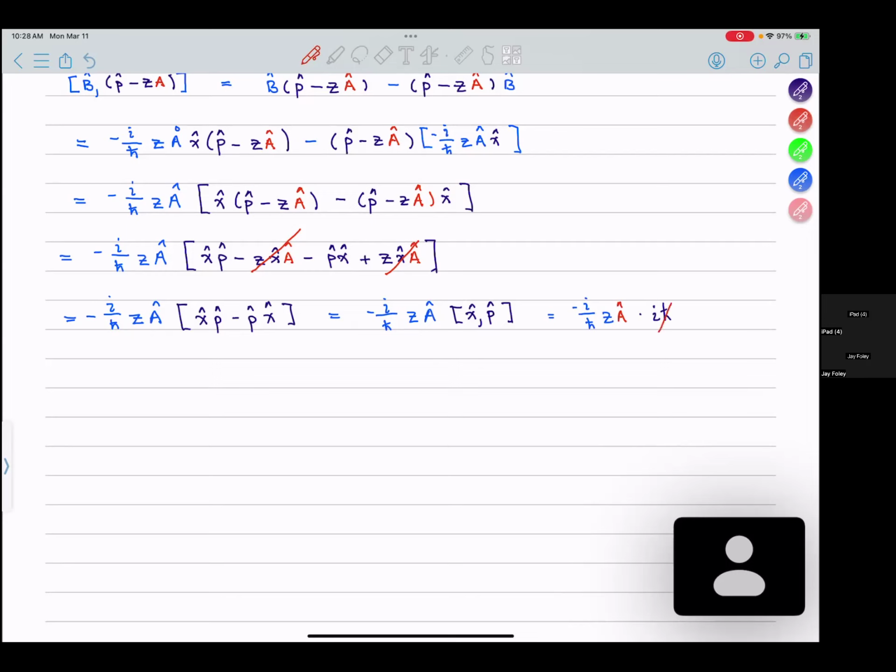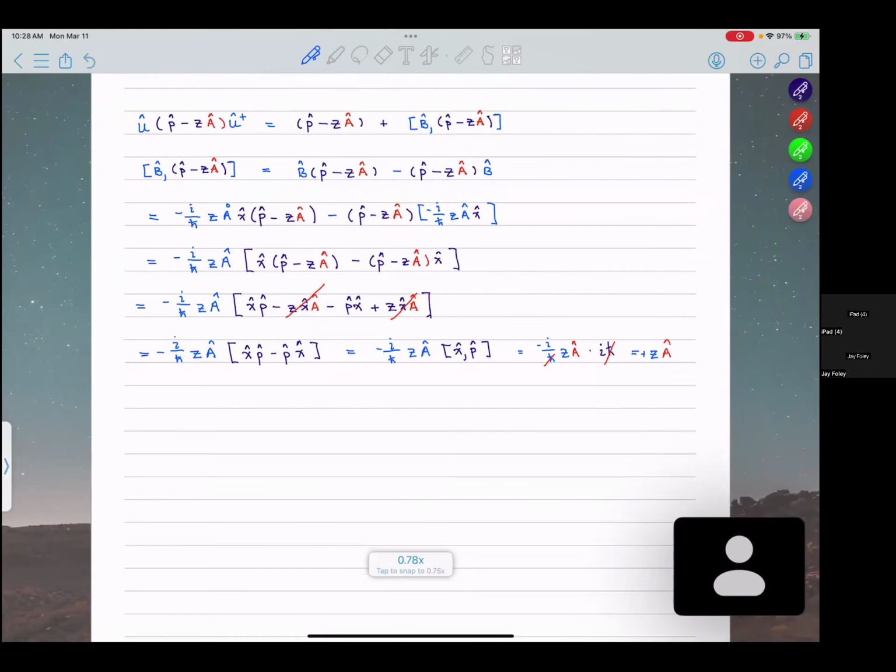Okay, so now what do I get? As a result, this h bar cancels this h bar. When I multiply this i with this minus i, I'm going to get plus 1. So this whole thing is going to be equal to plus z a hat. Okay, with the plus sign, make sure that's plus.